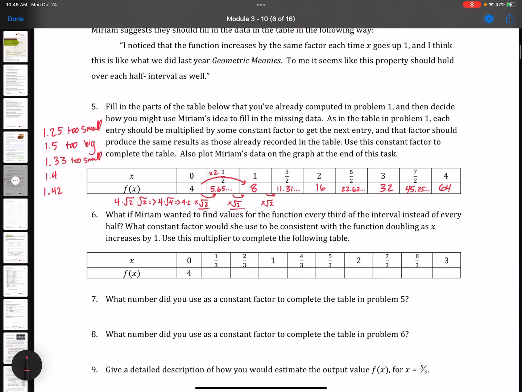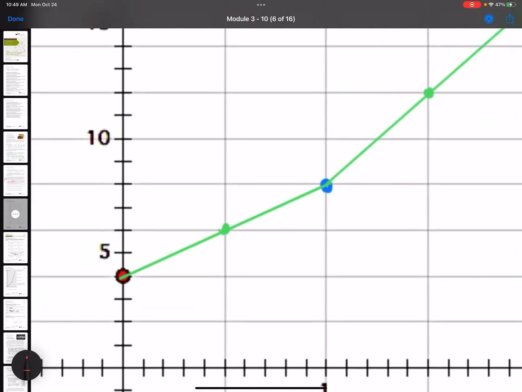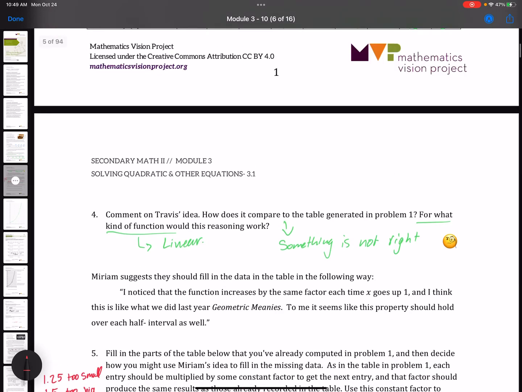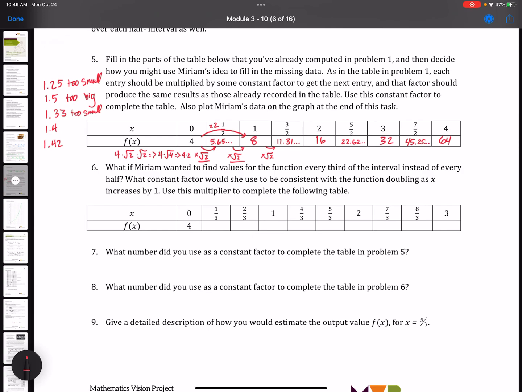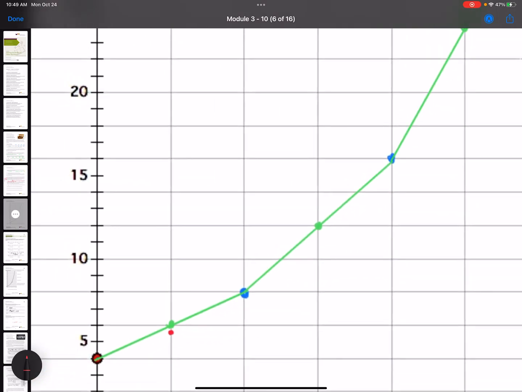The first one is 1/2 and 5.65-ish. Rational numbers, this should be fine. 1/2, 5.65-ish. So it's just under 6 where we graphed Travis's, right? And then it's 3/2 or 1.5 and 11.31. So 11.31, just a little over.